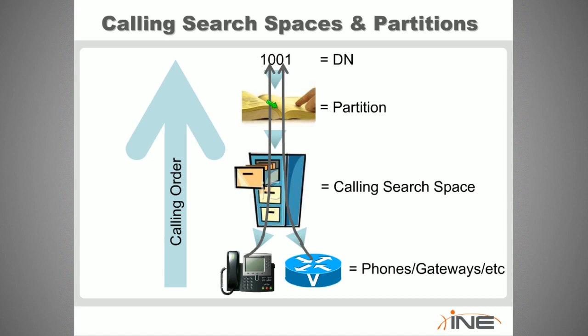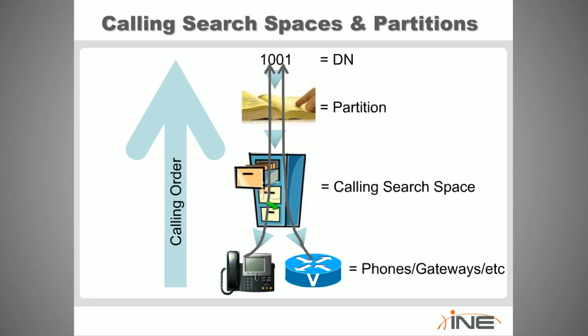Even if you leave it the none or null partition, that's still a partition, and we'll talk about that in a moment. You're putting the DN in a partition, and you're giving it access to a calling search space to dial out of. Calling search spaces are what are considered from the calling device. So the person who goes off hook to make the call, the calling party, that party's calling search space is the only thing that's considered.